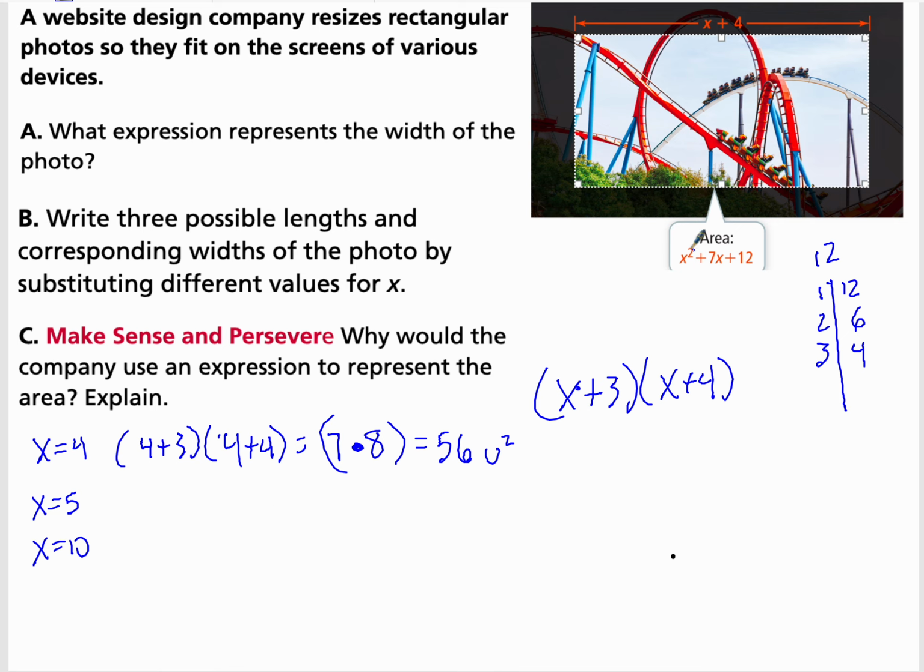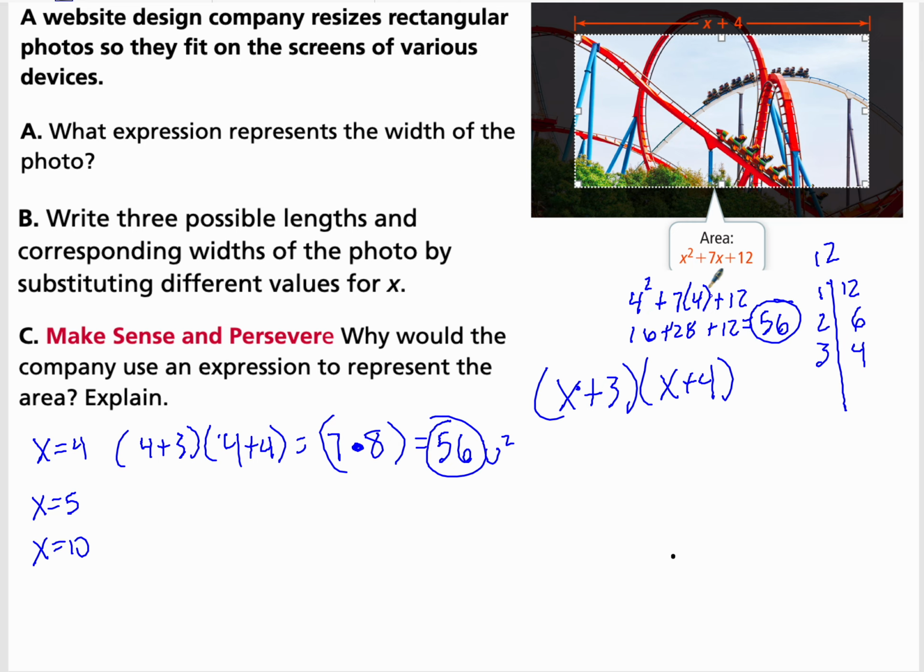Let's see, what happens if I put x equals 4 into this equation? I wonder what's going to happen if I do 4 squared plus 7 times 4 plus 12. Well, 4 squared is 16 plus 28 plus 12, and 16 plus 12 would be 28, and 28 plus 28 is 56. What? 56 there and 56 here.